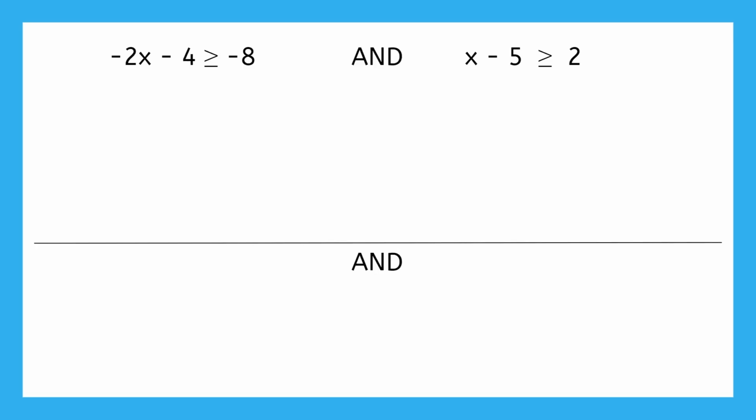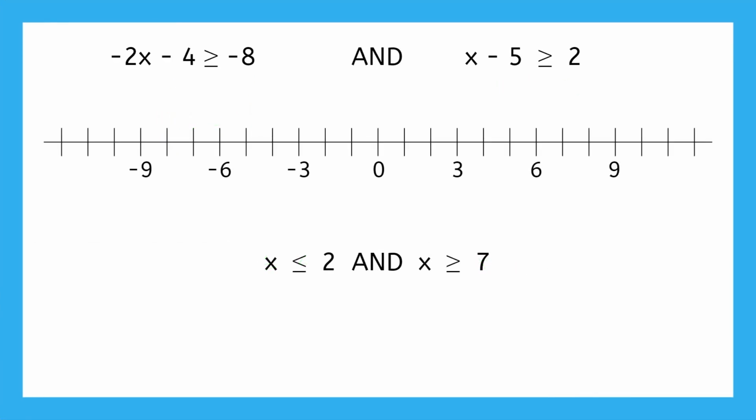All right, last example. Negative 2x minus 4 is greater than or equal to negative 8, and x minus 5 is greater than or equal to 2. So for the left side, we're going to add 4, then divide by negative 2. And on the right, we add 5. So our answer says that x should be less than or equal to 2, and that x should be greater than or equal to 7. So our answer has to be both equal to or below 2 and equal to or above 7.